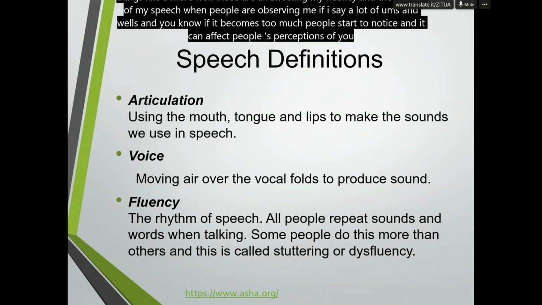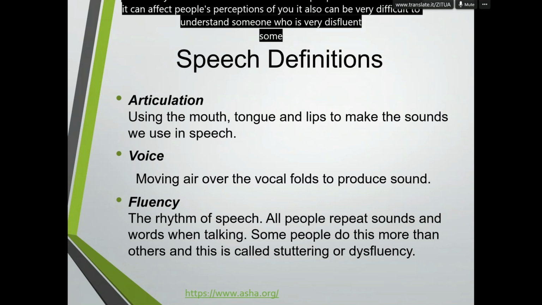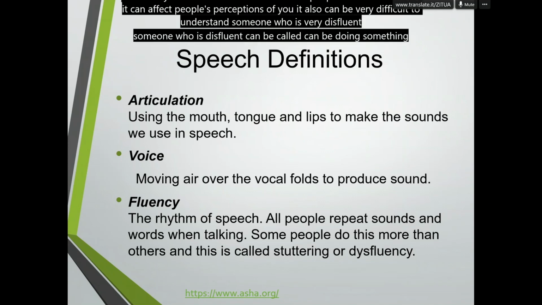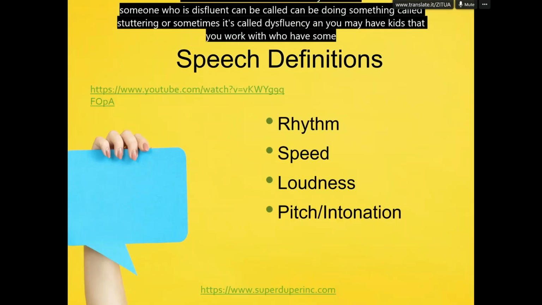It also can be very difficult to understand someone who is very disfluent. Someone who is disfluent can be doing something called stuttering, or sometimes it's called disfluency. And you may have kids that you work with who have some fluency differences.